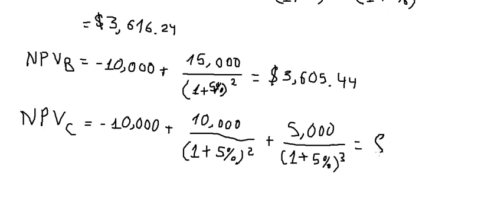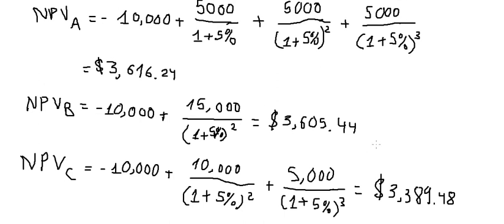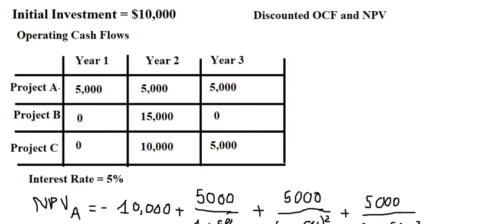We have 3,389.48. Now after we calculate, we can see that this one is the highest NPV, so we need to select this project A.